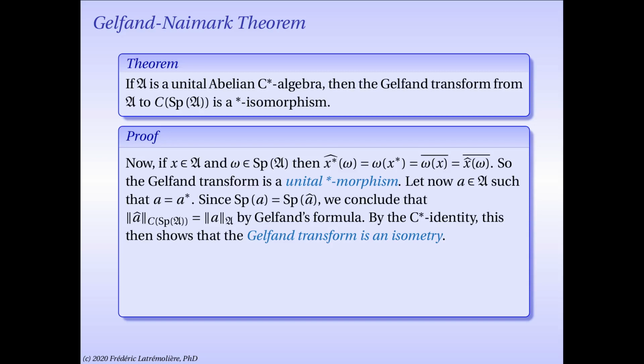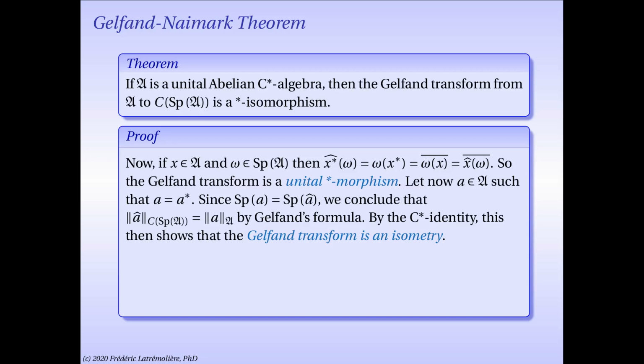But in any case, we've seen that because the spectrum of an element and the spectrum of its Gelfand transform are identical, for a self-adjoint element in particular, we can conclude that the norm of a self-adjoint element equals the norm of its Gelfand transform. And then you use the C-star identity to conclude the Gelfand transform is an isometry. So we use the fact also that the Gelfand transform is a star morphism. So the idea is you pick an arbitrary element A in your C-star algebra. Alright, so we know that the square of the norm of A is equal to the norm of A star A.